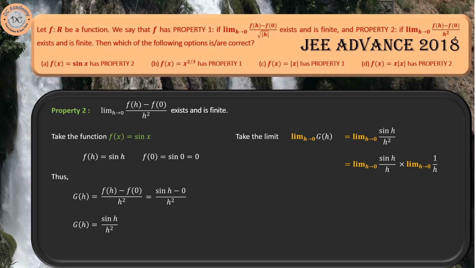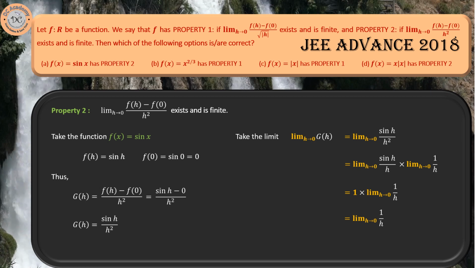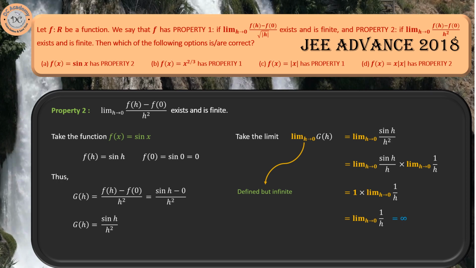Now, the first limit, the limit of sin h by h, is always equal to 1. That we know, a basic limit. So it is equivalent to the limit as h tends to 0 of 1 by h. And this is a very trivial limit. If h is approaching 0, then obviously 1 by h will approach infinity. So in this case, the limit doesn't have a finite value, and hence f(x) equal to sin x will not satisfy property number 2.